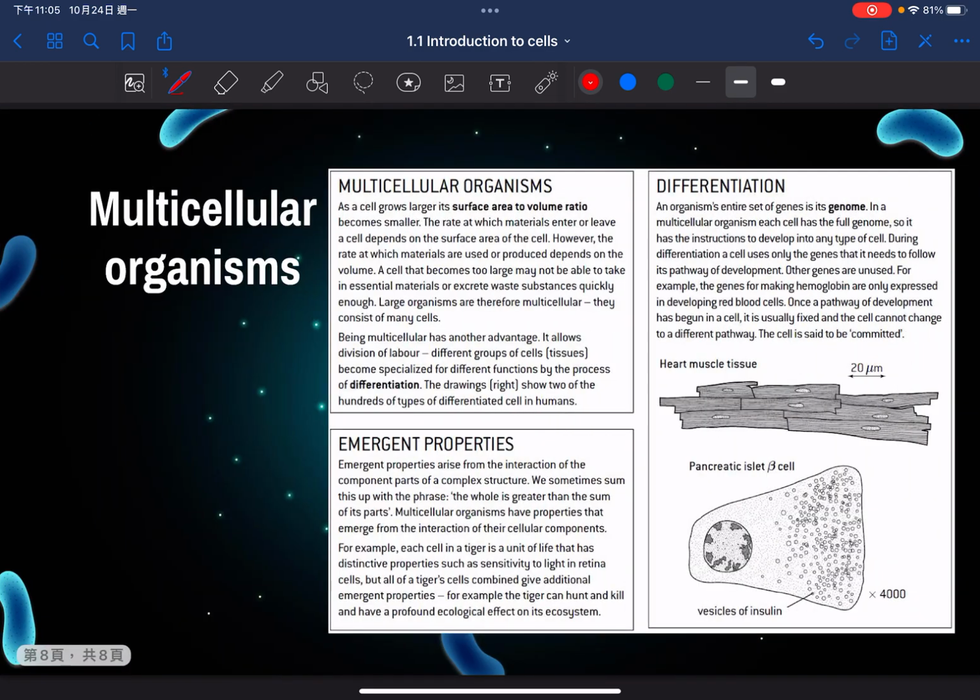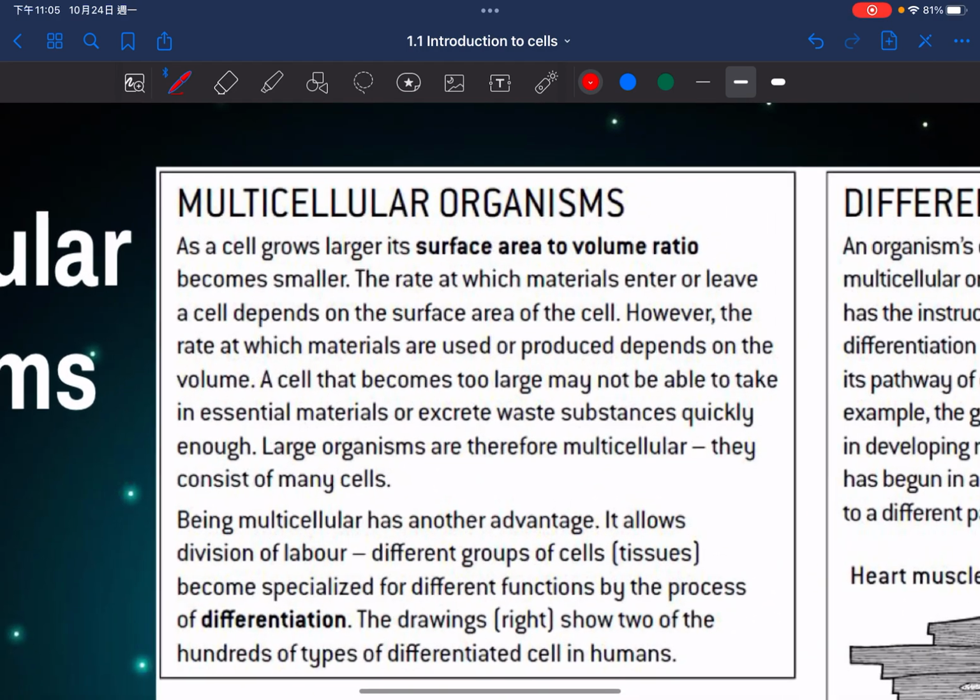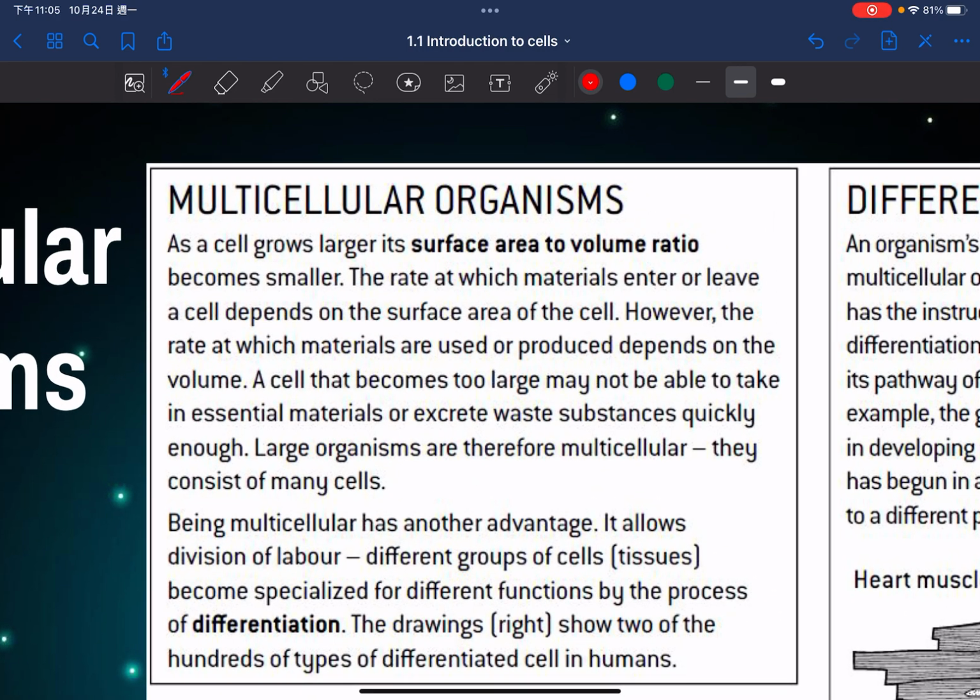Okay, let's see the multicellular organisms. What are the key points for us? The first thing is multicellular organisms.